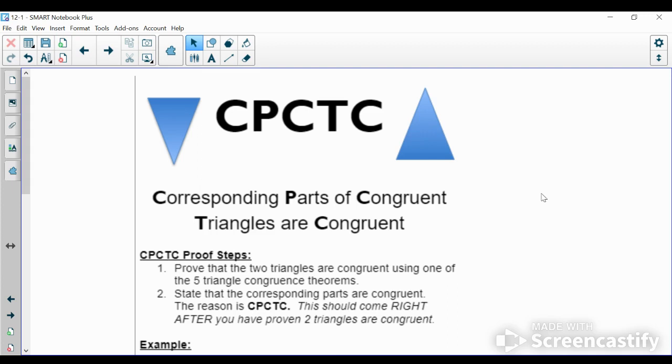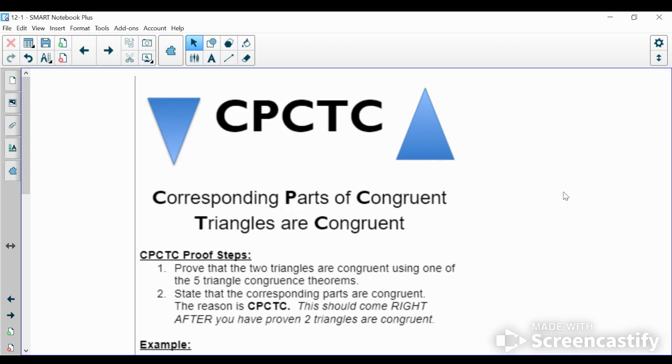CPCTC is an abbreviation, and it stands for corresponding parts of congruent triangles are congruent. So we know that when two triangles are congruent, that means they are the exact same size and shape, and that all three sides of one triangle are the same length as the three sides of the other. All three angles of the one triangle are the same measure as the three angles of the other.